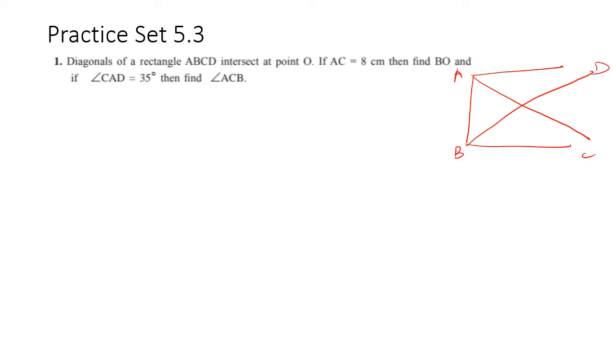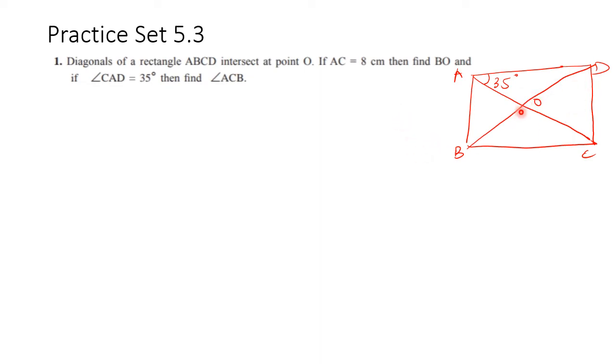Here I'll draw it properly. Okay, you need to draw with a scale. Okay, these are the two diagonals. They say that angle CAD, that is this, is 35 degrees, whereas they have given AC as 8 centimeters. We need to find out this BO. So BO means there is an intersection. Okay, so this is 35 degrees and this entire AC is 8 centimeters. So we need to find out angle ACB.